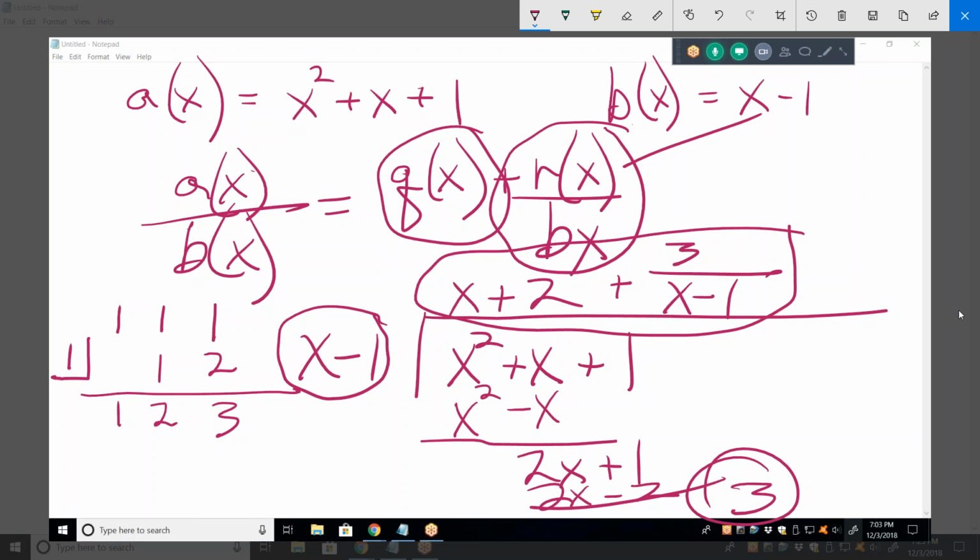Okay. Notice that what that is is 1x plus 2, and that's your remainder, with a remainder of 3, and it's always divided by your divisor.